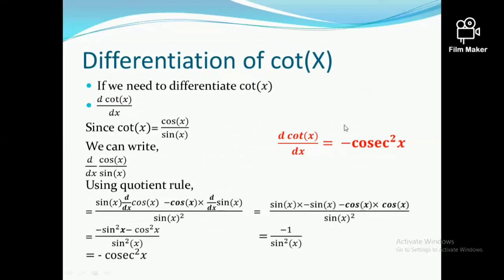Then we need to know how to do the differentiation of cot x. Cot x is 1 over tan x, or we call it cos x over sin x. That is the reciprocal relationship of tan x. Cos x over sin x. Then we will use the quotient rule.